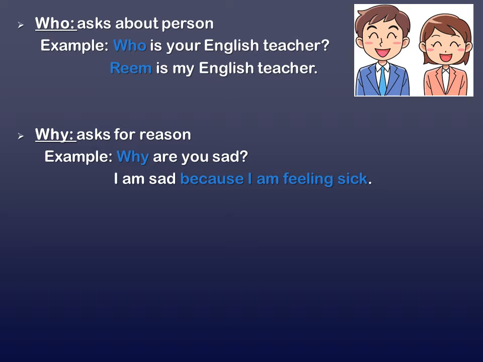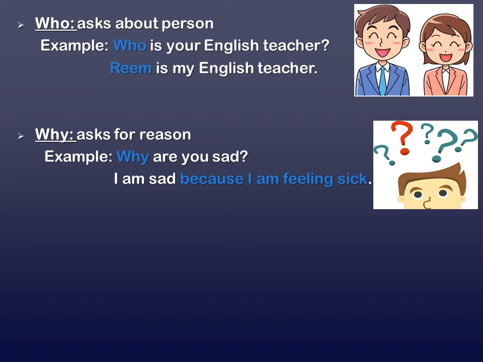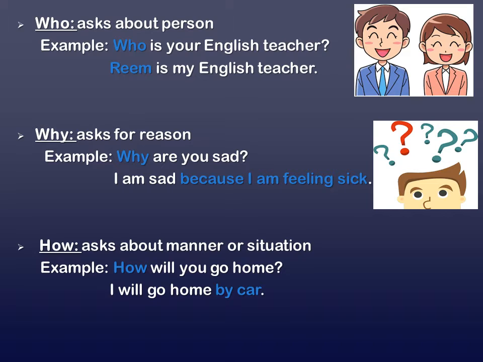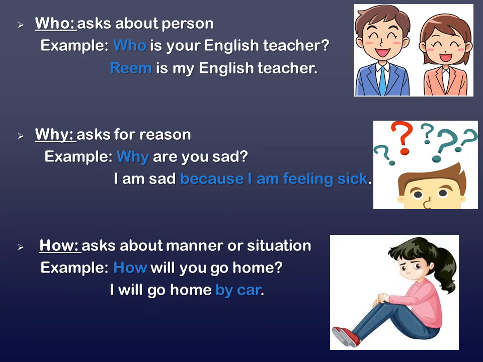Number 5 is why. It is used to ask about reason. Example, why are you sad? I'm sad because I'm feeling sick. And the last one is how. How is used to ask about manner or situation. Example, how will you go home? I will go home by car.